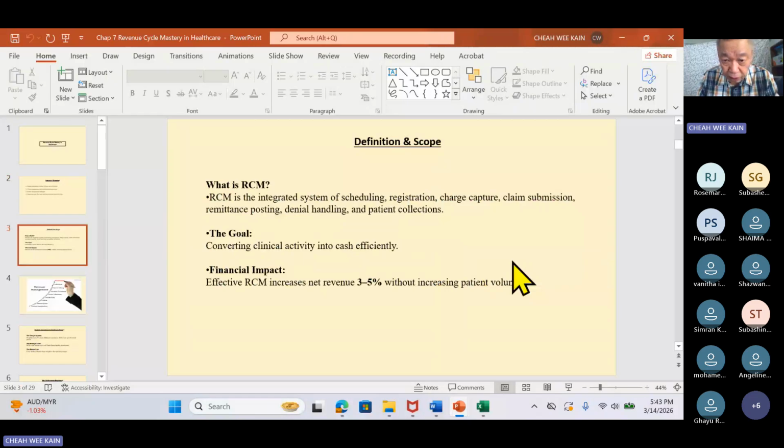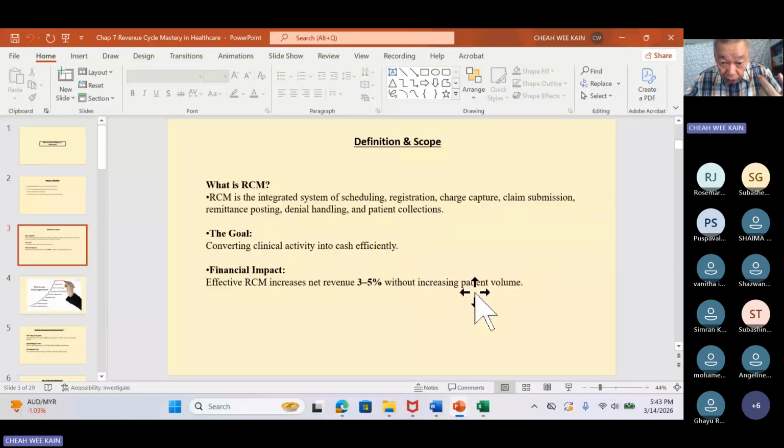Revenue cycle: scheduling, registering, charge capture, claim submission, remittance posting when you receive the money, denial handling. If the insurance company denies you, you just lost the money. And patient collection for cash. Okay. Convert clinical activity into cash efficiently, of course.